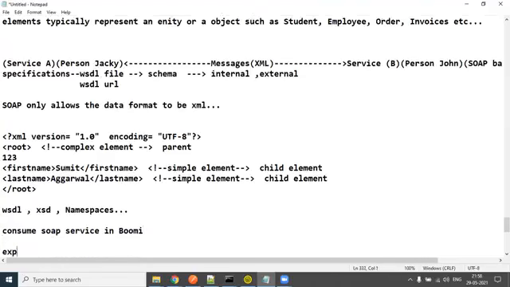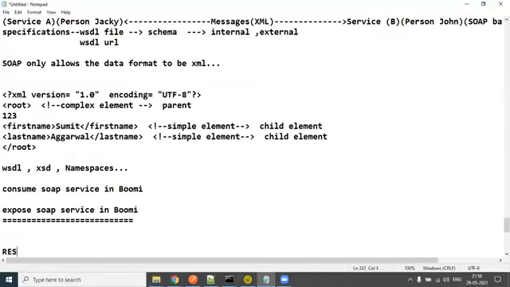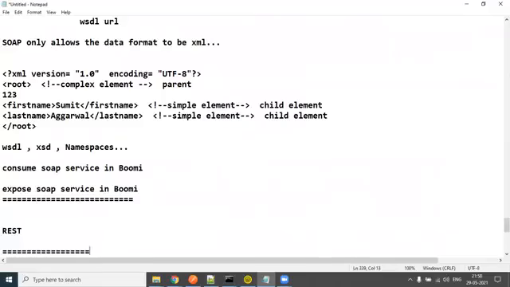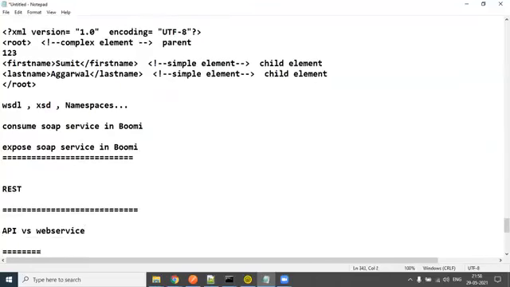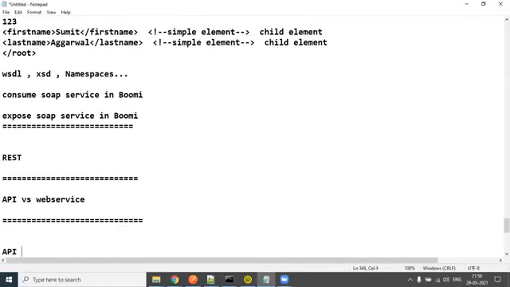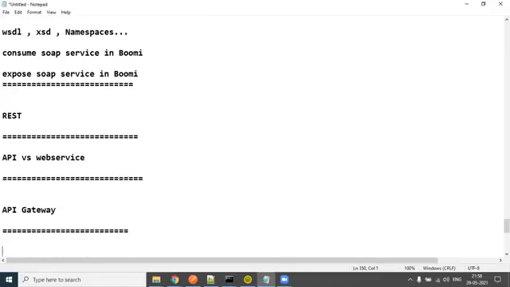Then we will see how to expose a SOAP service in Boomi. Once we understand that, we will start our journey for REST. Then we will see how or why people consider API as something different. Then we will talk about what an API gateway is, and then what API management is. And then we'll put a pause.